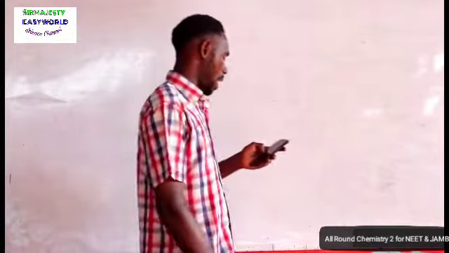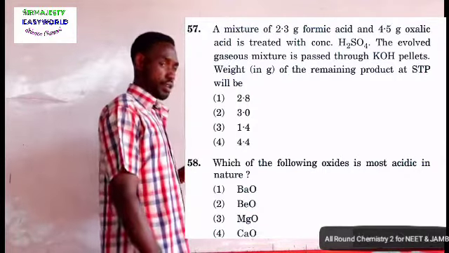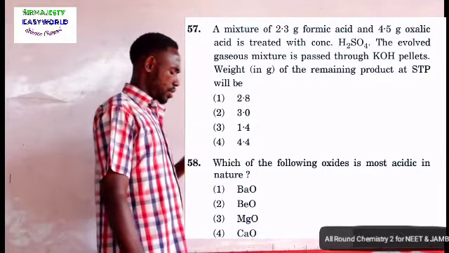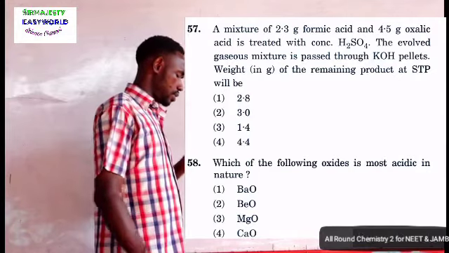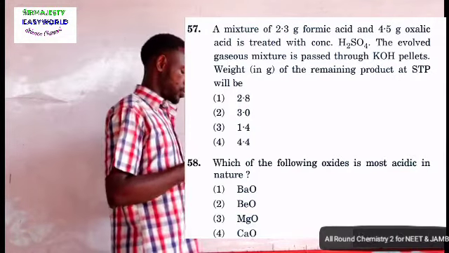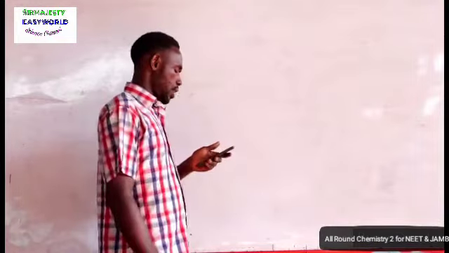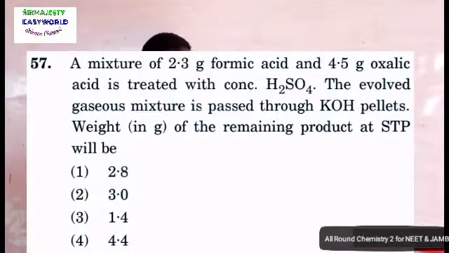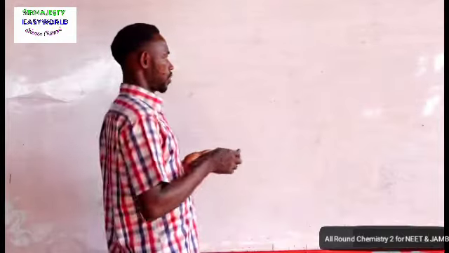This question here is about calculation. You see the question there on the screen. That should be NEET questions 57 and 58. I'll take the two. Question 57 says a mixture of 2.3 grams of formic acid and 4.5 grams of oxalic acid is treated with conc H2SO4. The evolved gaseous mixture is passed through potassium hydroxide pellets. Weight in grams of the remaining product at STP will be, you see the question there on the screen.